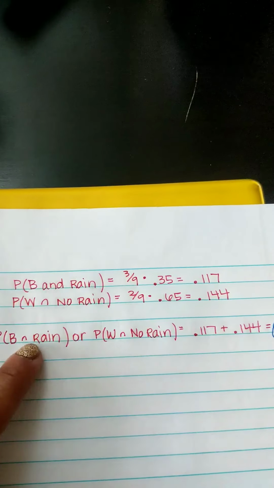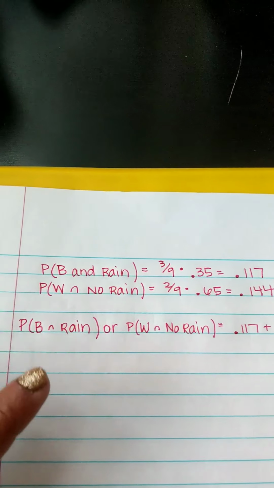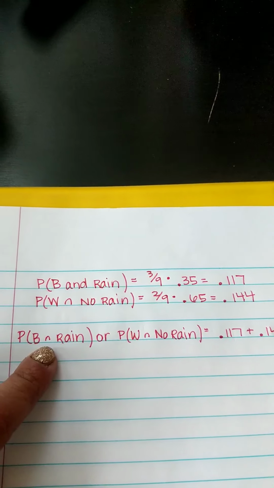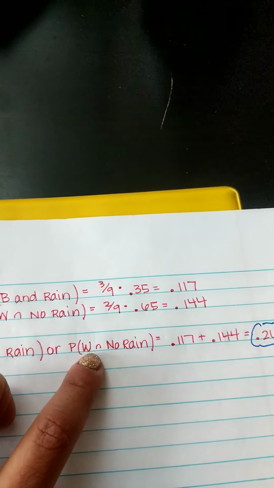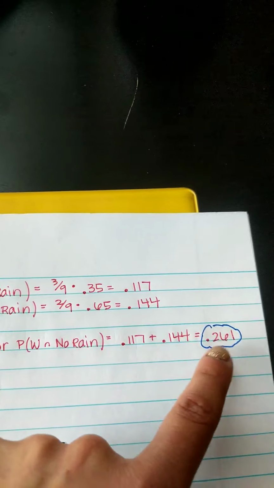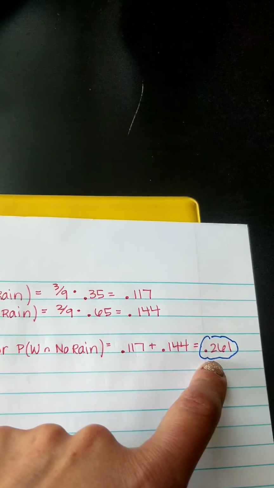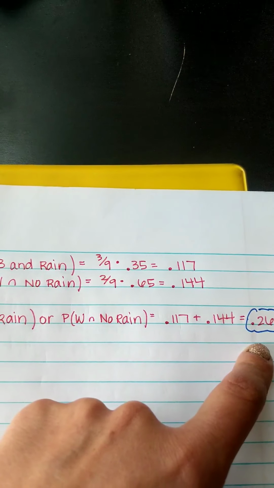Now, remember when we do or, this is from the earlier, we just add. So we say, okay, the probability it is blue shirt and rain, or the probability white shirt and no rain. And I took those two individual numbers, I added them, and that gives me a 0.261 chance overall that either of those will happen. Okay, beautiful job. Way to go.